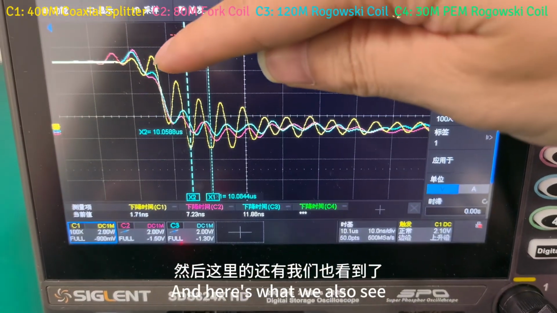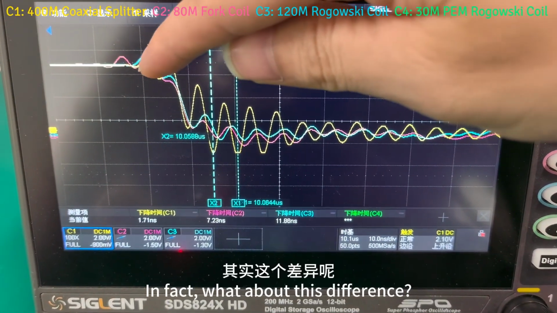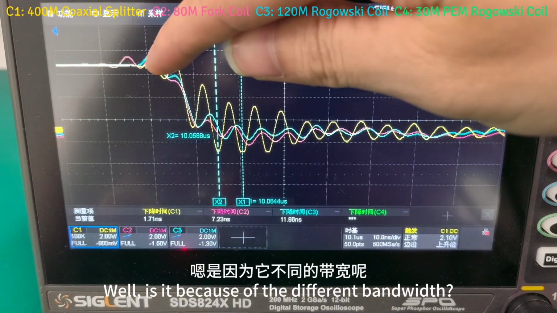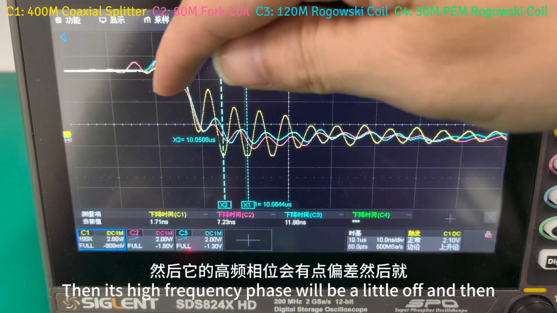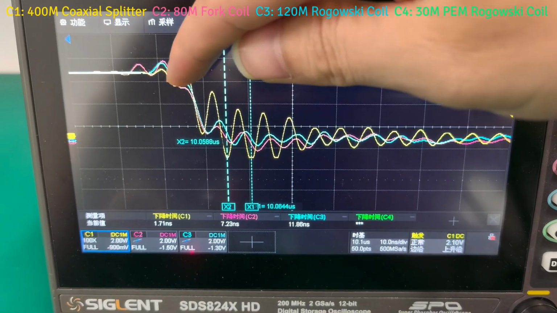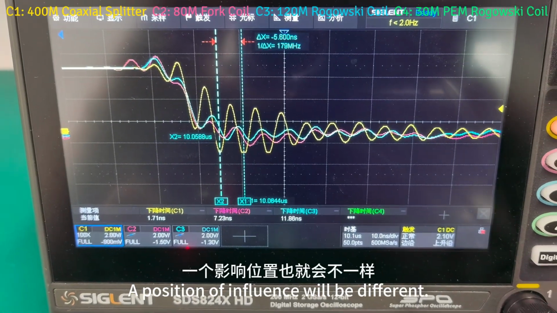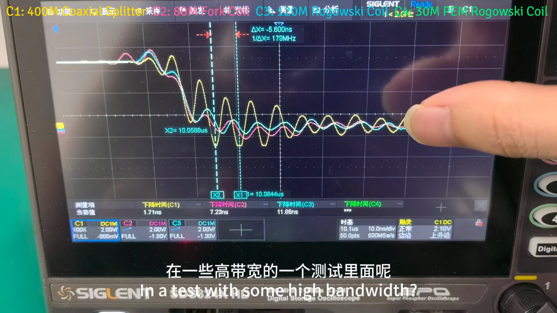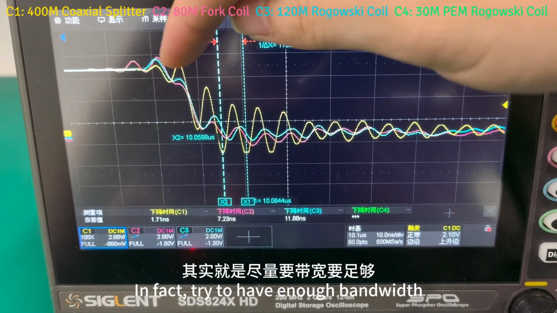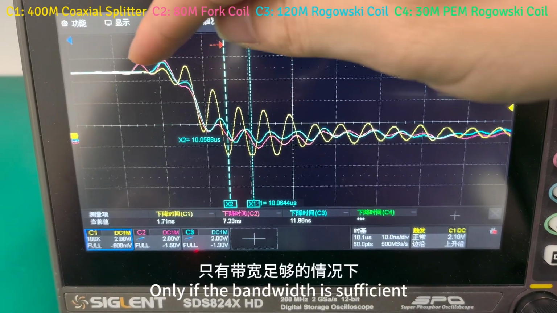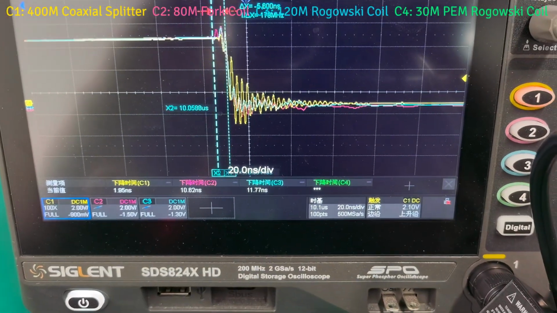And here's what we also see. There seems to be a little difference here. What about this difference? Is it because of the different bandwidth, where the upper limit is different? Then its high frequency phase will be a little off, and it creates a superposition over the entire waveform, so the position of influence will be different. So in a test with high bandwidth, try to have enough bandwidth. Only if the bandwidth is sufficient can it guarantee not only the amplitude but also the phase.